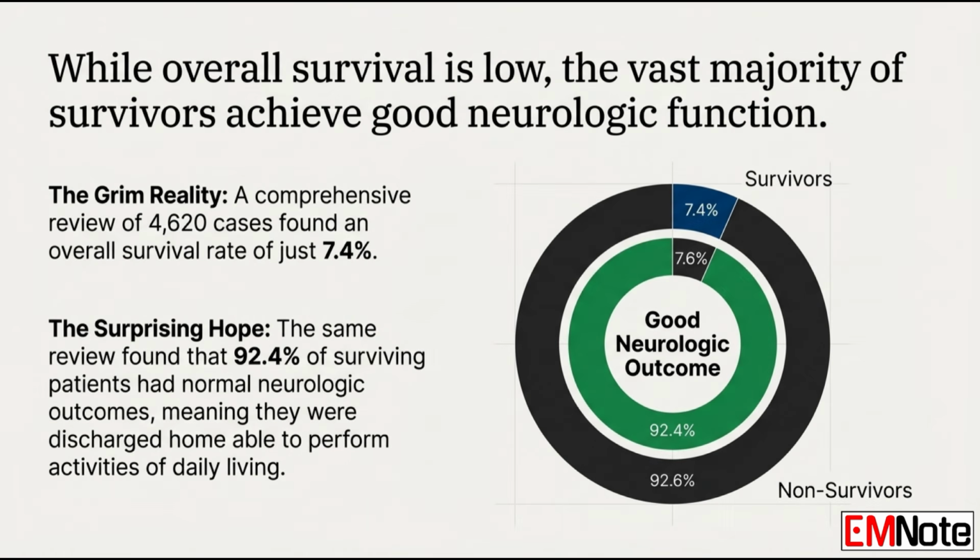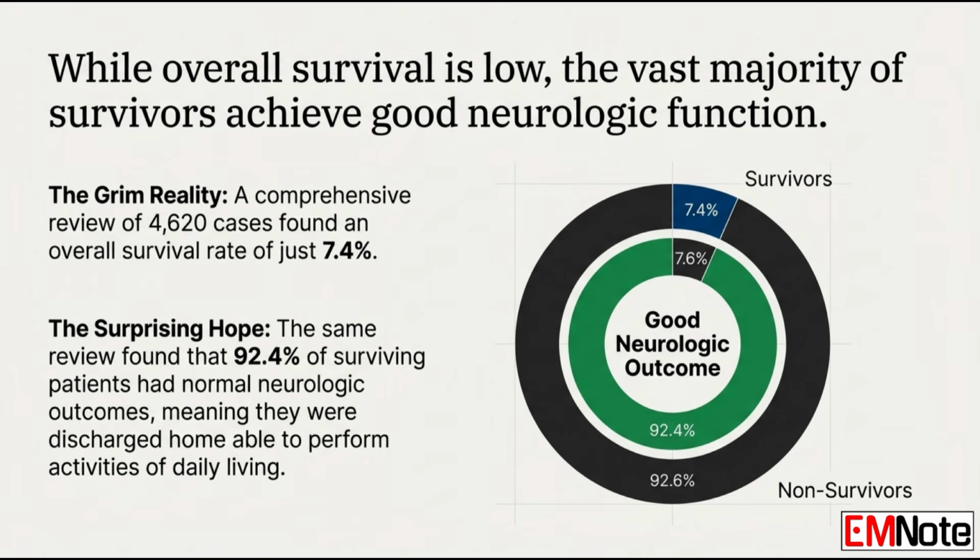Okay, so let's zoom out. What are the overall odds? There was a huge review, right? Something like 4,600 cases over 25 years. That's the one. And it confirms this is a low-yield intervention. The overall survival rate was just 7.4%. 7.4. So very low. And that low number shapes a lot of perceptions.